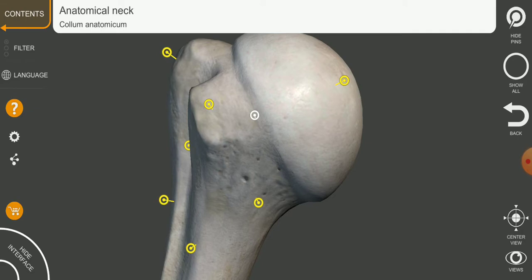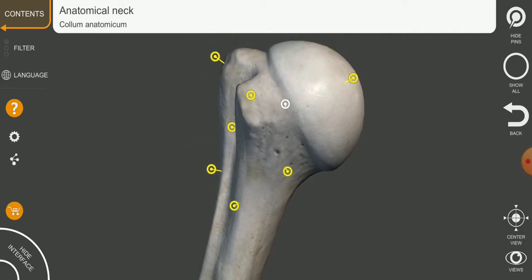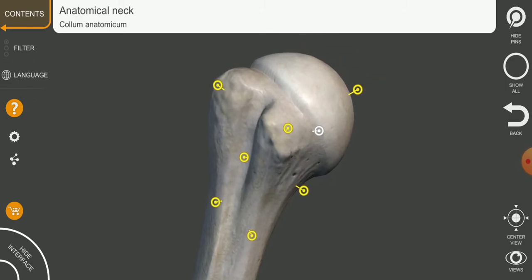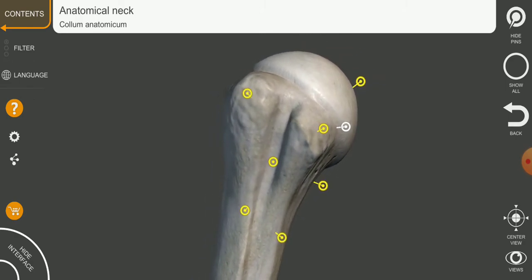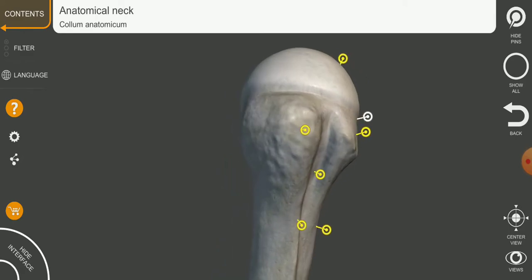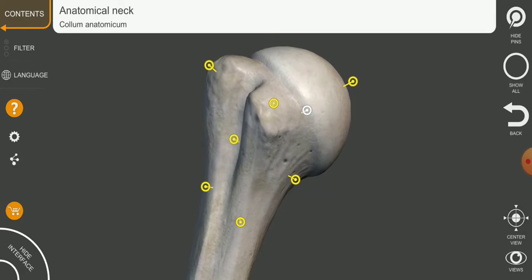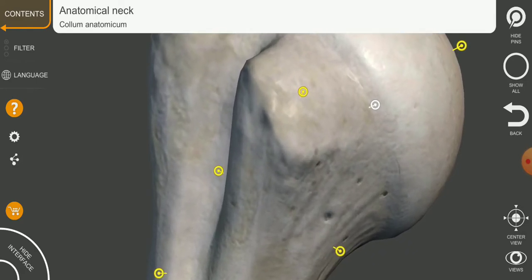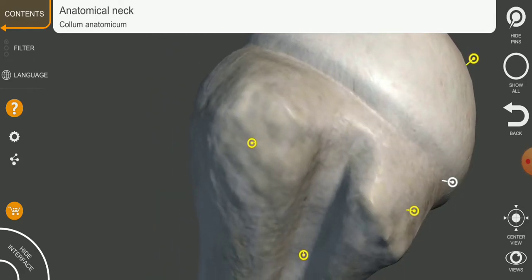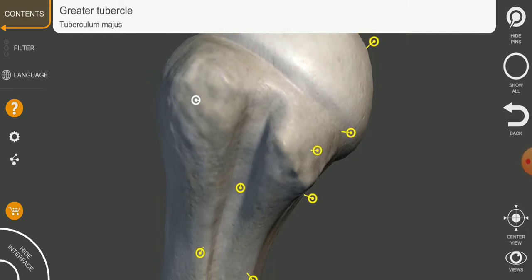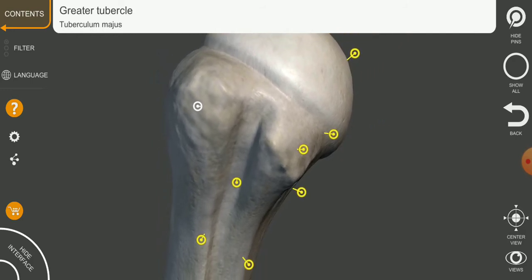Near the anatomical neck of the humerus, there are two protuberances or two tubercles. This is the greater tubercle, and here is the lesser tubercle. In between them there is a sulcus. The greater tubercle is a protuberance of bone which helps in the attachment of muscles.